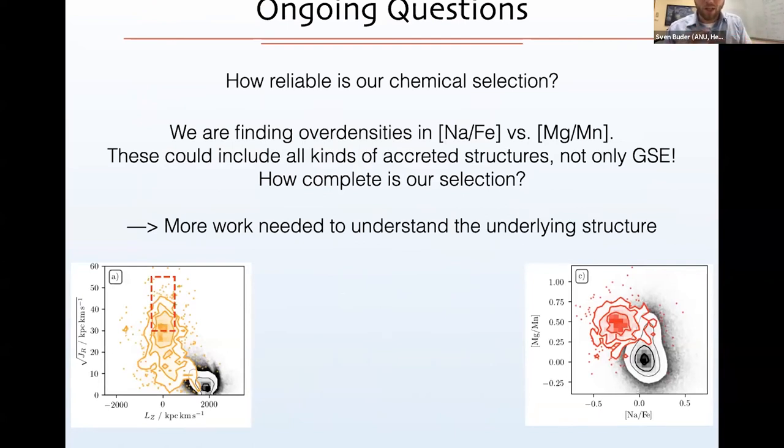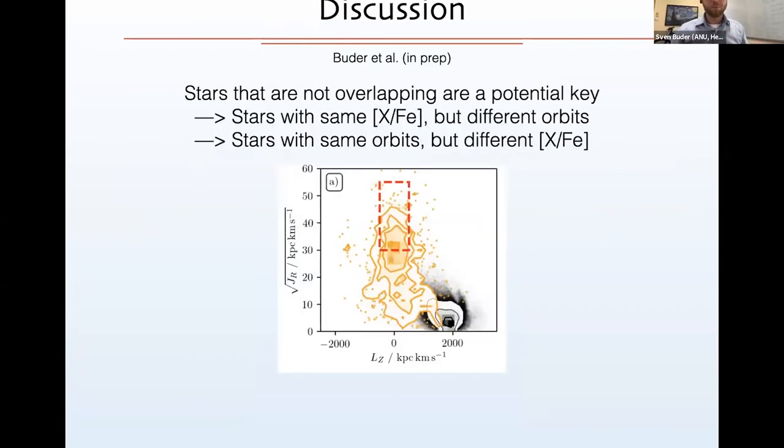So one of the questions that I'm asking myself, and this is still ongoing work, is how reliable is our chemical selection actually? Because what we're doing is finding overdensities in sodium iron versus magnesium manganese. And these could include all kinds of accreted substructures, not only the Gaia-Sausage-Enceladus. We also still have to work on how complete our selection is. So this is really long-term work to understand the underlying structure of what we actually see here. How dominant is the Gaia-Sausage-Enceladus within the accreted structures?